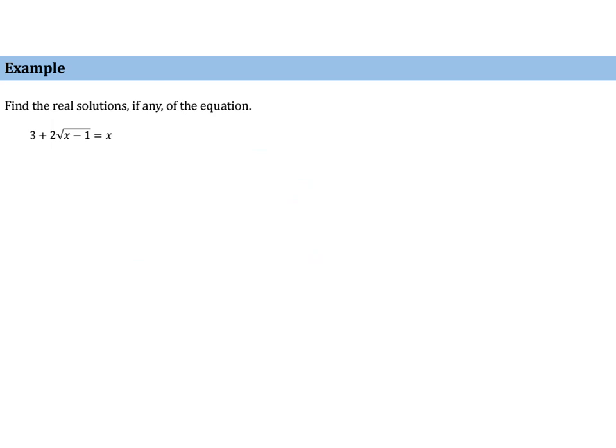Okay, so now we have a more complicated problem. What we're going to do is isolate our radical. So let's subtract 3 from both sides. And so we have 2 square roots of x minus 1, that will equal x minus 3. Let's now raise both sides to the appropriate power to undo the radical.